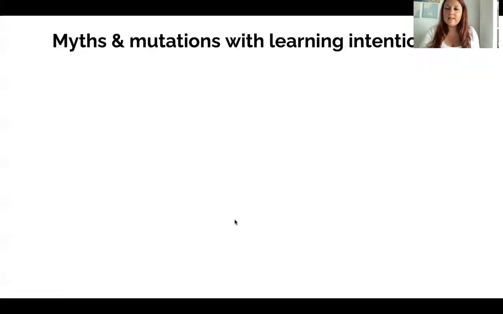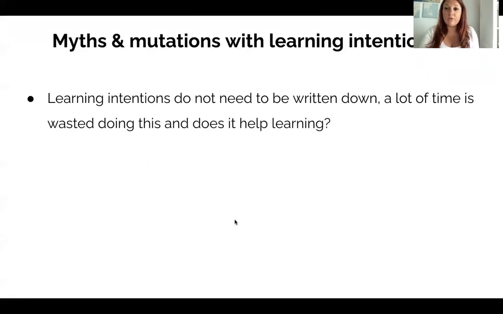Some of the ways that can happen with learning intentions, probably the most common one that I still see a lot, is copying learning intentions down. Why is this happening? Absolute waste of time. It could take some children quite a while to copy this down. And just because they've copied it down, what does that mean? Does that mean they've understood it? No, of course it doesn't. This is the question we need to keep coming back to: does it help learning? And if it doesn't, why are we doing this?